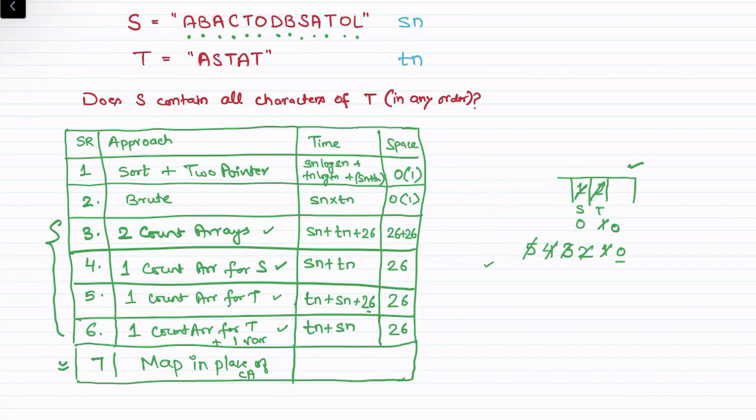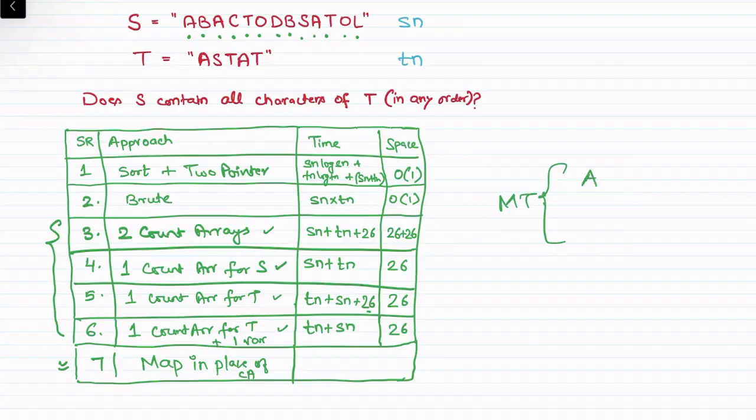Let's see. If we build a map for T, let's say, so map of T would become something like it would say we are having A two times, we are having S one time, we are having T two times. Now, when we loop over S, the moment we have a match for A, we reduce its frequency to let's say 1. Then you have B, don't do anything. Then you have A, make it 0. Now, when frequency of any character becomes 0, we can very well go and remove it from the map. So now map will be left with two characters.